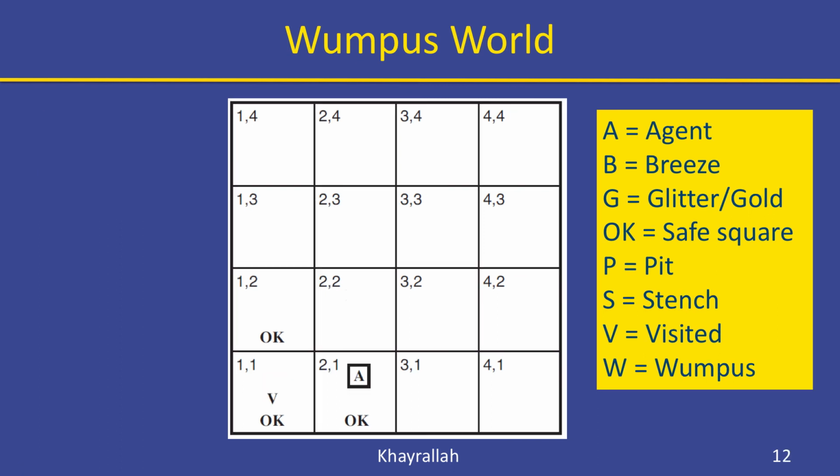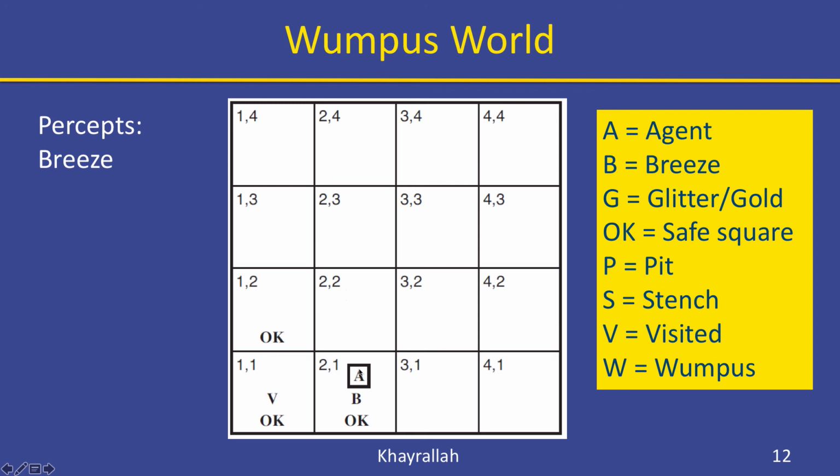Now let's say our agent moves to room 2-1. We mark this room as visited. We've been there before. There's no need to go back. We know the gold is not there. And now our agent senses again, right? So let's say in this room, our agent senses a breeze.